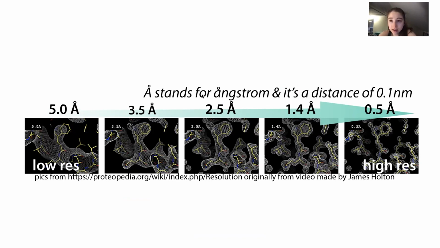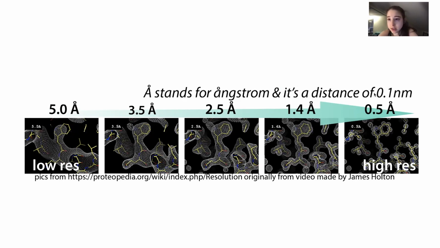Typically the resolutions are reported in angstroms, written with a big A with a little circle on top, and it's a distance of 0.1 nanometers. A nanometer is a billionth of a meter, so we're talking about really, really small distances.